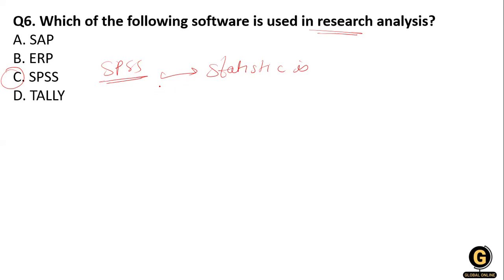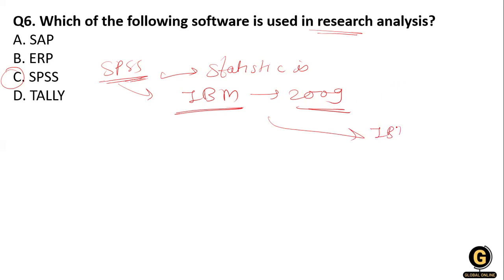So SPSS is a statistical software package used for interactive, batched statistical analysis. It was acquired by IBM in the year 2009, and the current version is IBM SPSS. So the right answer is option C.